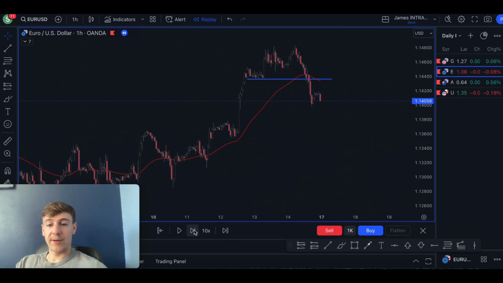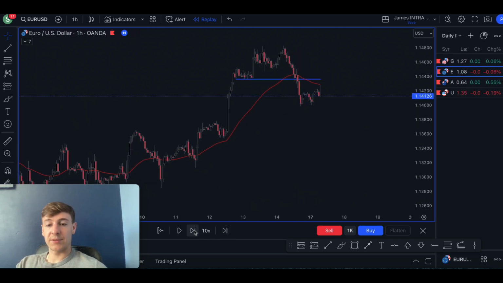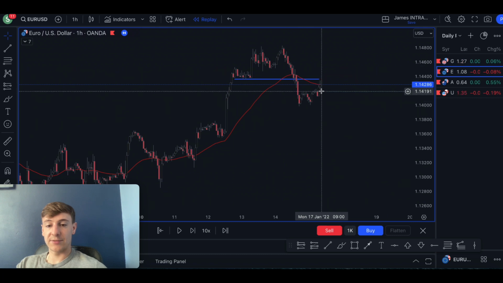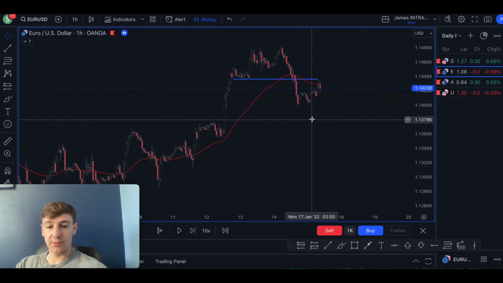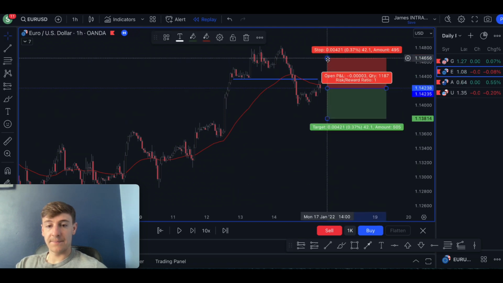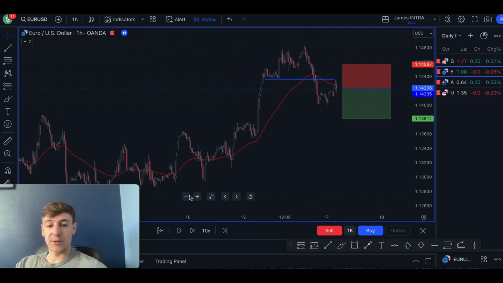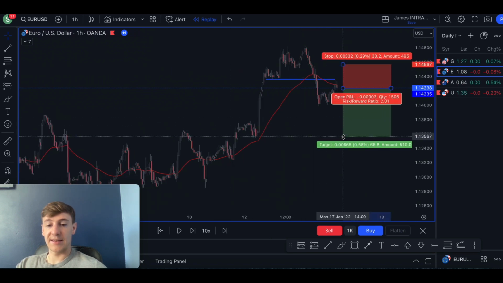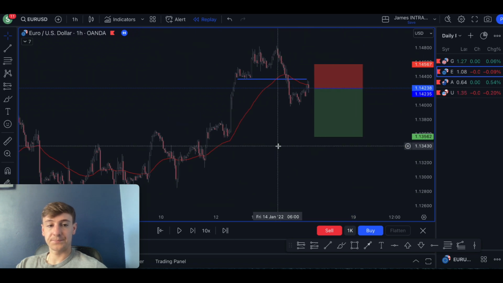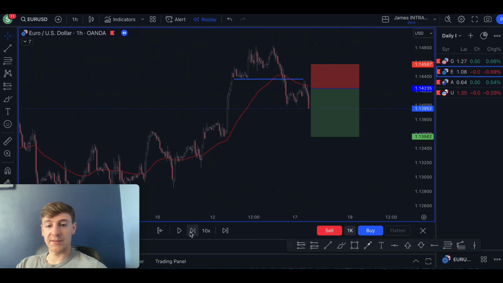And then we pull back, see if we pull back to, okay, we've pulled back to this area now, the 1 hour 50 EMA. If we get some bearish engulfing or bearish candle, okay, that would do. We would then enter, we'd put stops just above these highs, and we would target the next key level, so round about here. And let's see if this plays out.